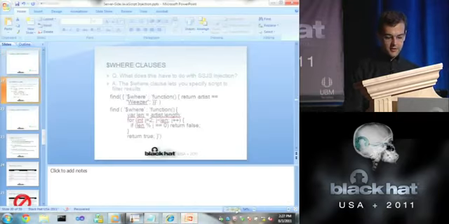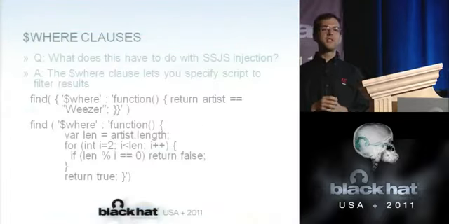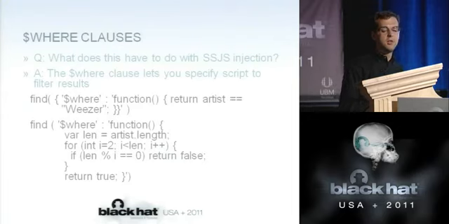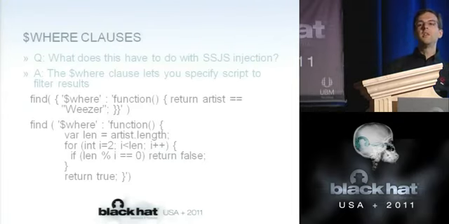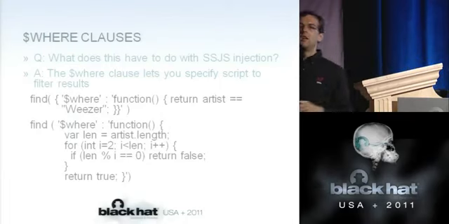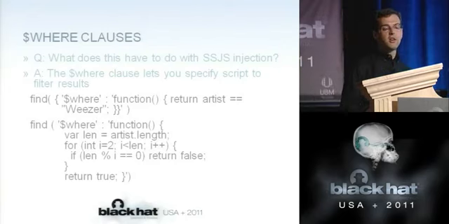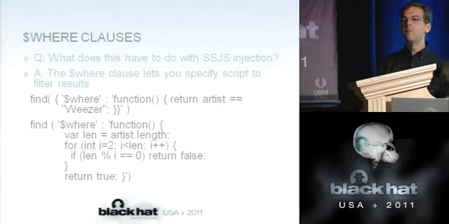Now you may say, hey Brian, this is supposed to be a talk on server-side JavaScript injection, and all this NoSQL injection stuff is kind of cool. It doesn't really have anything to do with server-side JavaScript injection. Yes, it does, because there's one more clause here besides GTE and NE that's of real interest to us, and it's $where. The $where clause lets you specify script to filter your results.